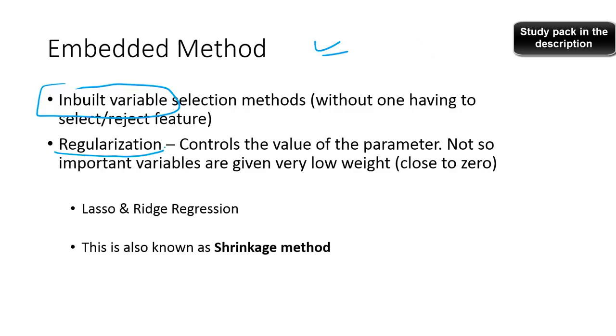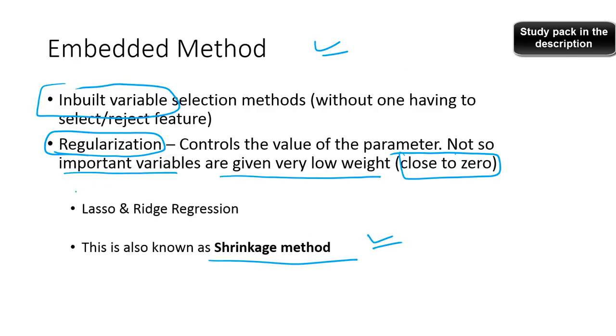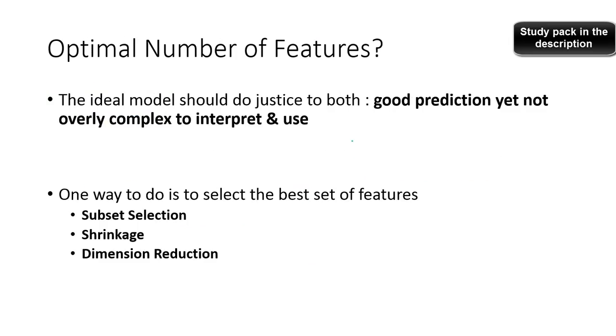It's also known as regularization, which you may have heard about. So it controls the value of parameters. The not so important variables are given very low weight or sometimes zero weight, and that's why they get eliminated from the model. So the elimination process is very much inbuilt or automated. As a modeler, you need not take a lot of decisions. It's also known as the shrinkage method. The famous ones are lasso and ridge regressions. We'll talk about it in brief at the last part of the session.